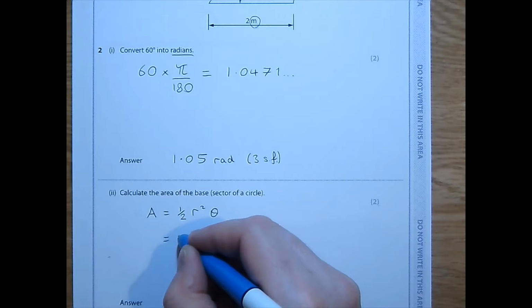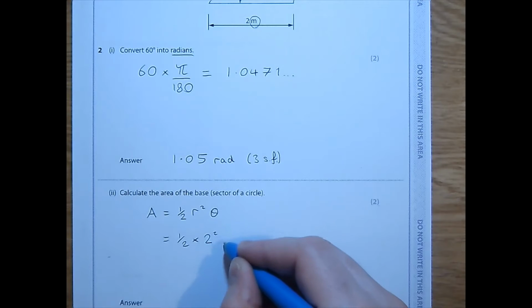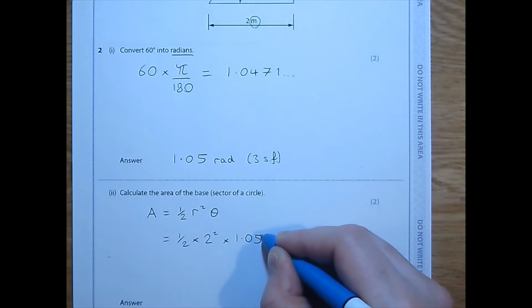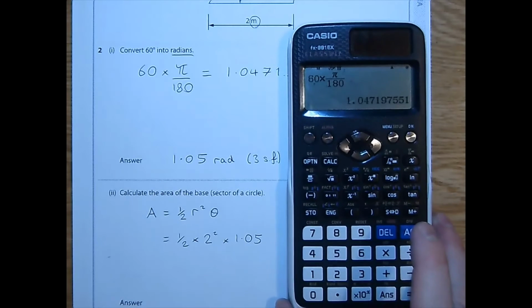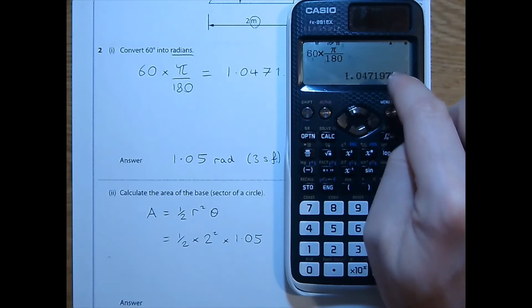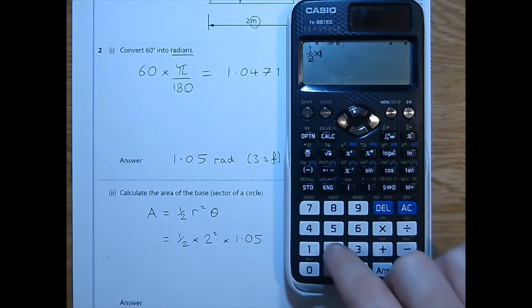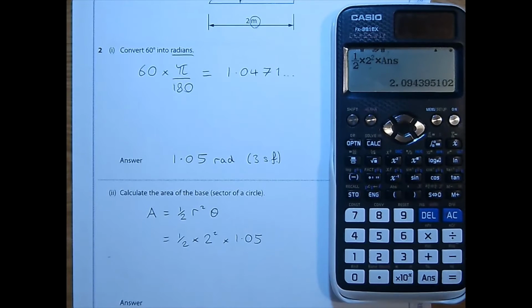Let's substitute in 1/2 times the radius, which is 2, squared, times the angle in radians, 1.05. Now I'm putting down there 1.05, but actually I'm going to make use of the calculator's memory function and use the exact value that's stored in the calculator. So if I put 1/2 times 2 squared times the answer, that's going to use my previous answer, the full version, unrounded. I want to do that because it might give me a slightly different answer due to rounding error. So let's make a note of that.